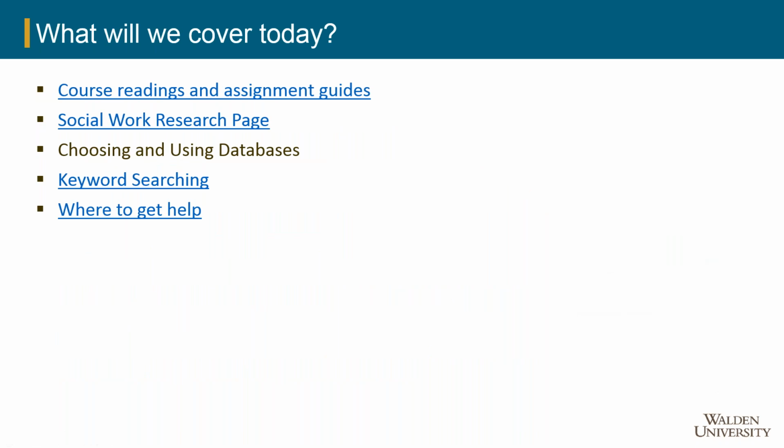So what are we going to cover? We're going to look at where to find your course readings. Within this course, you're going to have required course readings, and those are generally journal articles and peer-reviewed articles that are going to help you with your discussions and your assignments. And where do you find those? We make it really easy for you.